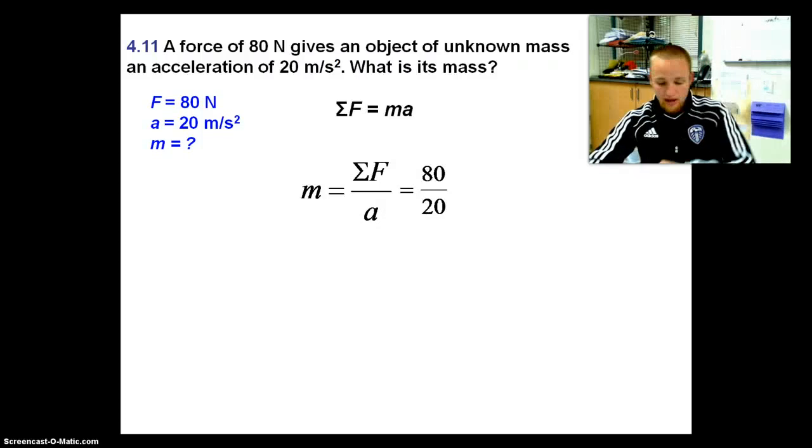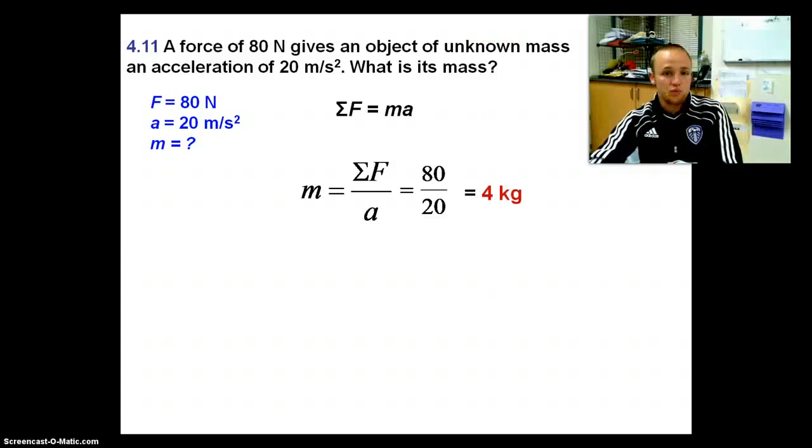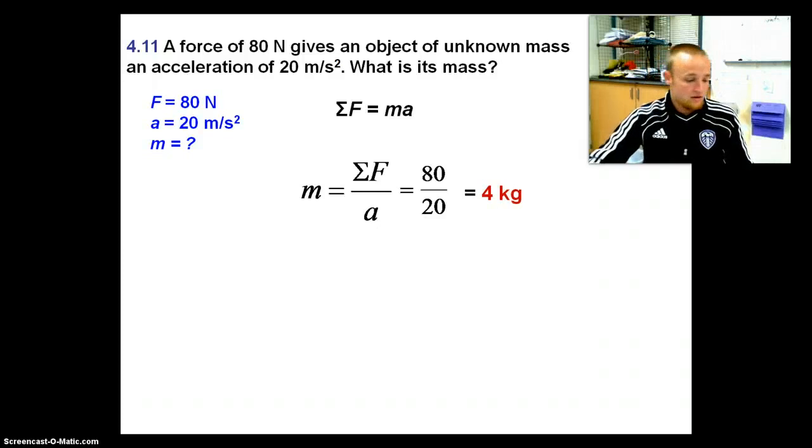We plug our numbers in. We have 80 newtons over a 20 meter per second squared acceleration, and we end up getting 4 kilograms. Our mass in this case would be 4 kilograms. Very simple problem to figure out. A 3-variable equation doesn't get much easier than that.